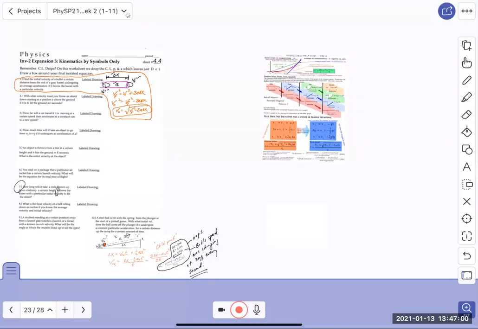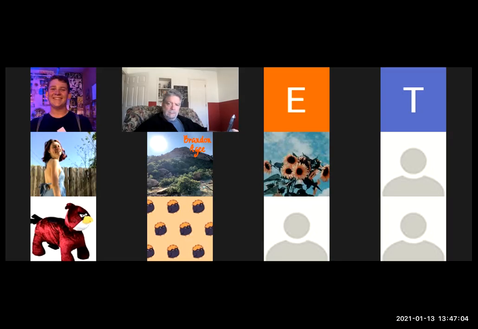Okay, let me stop the sharing. Mr. Askew? Yes. On the blue quad, V naught is plus or minus the square root. Do we use plus or do we use minus? Good question.